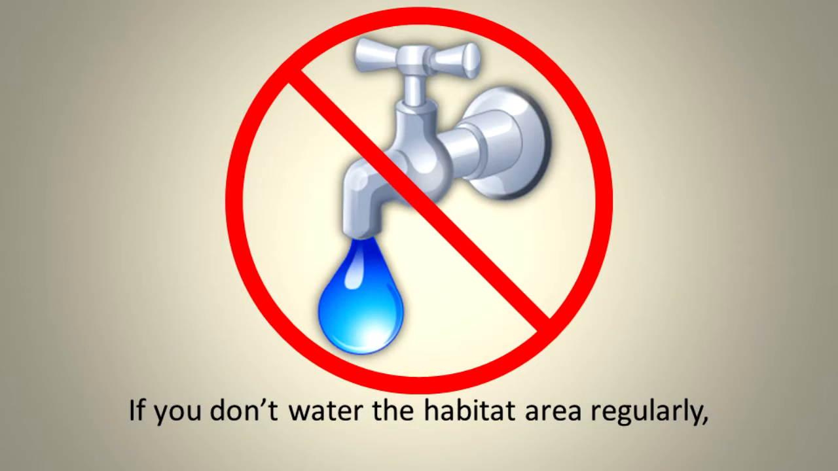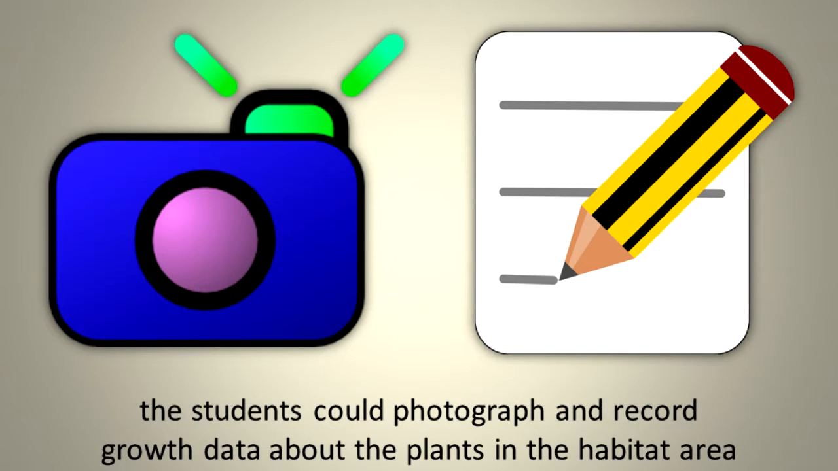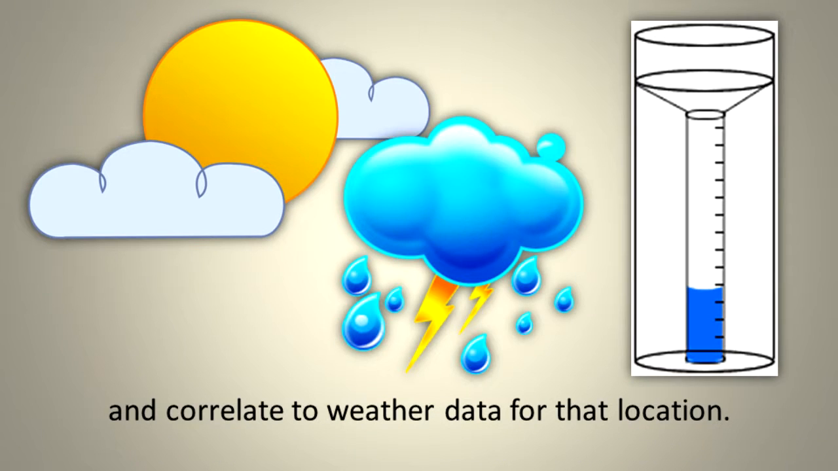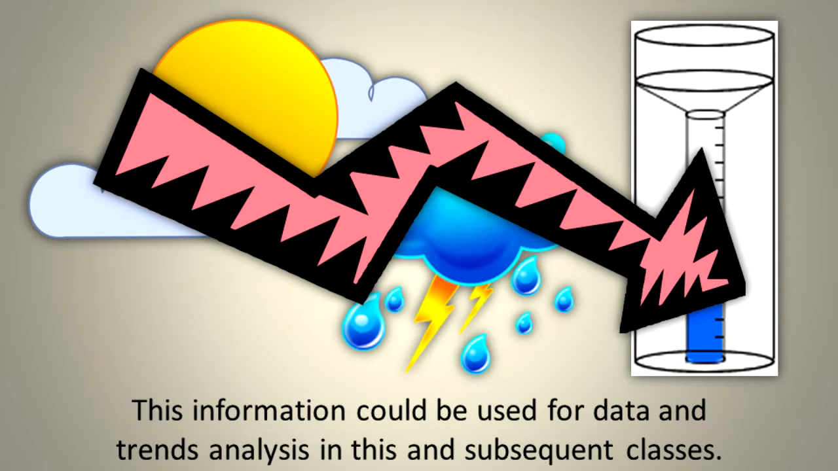If you don't water the habitat area regularly, the students could photograph and record growth data about the plants in the habitat area and correlate to weather data for that location. This information could be used for data and trends analysis in this and subsequent classes.